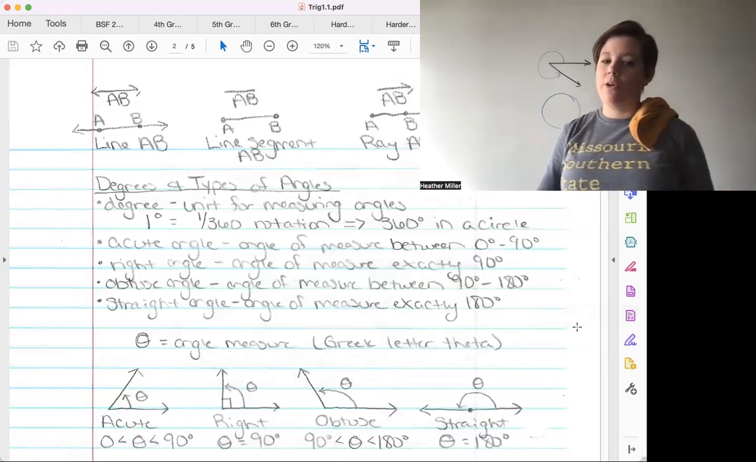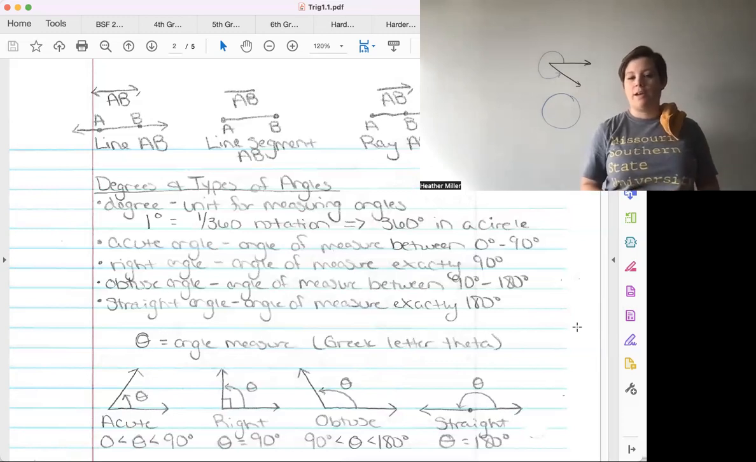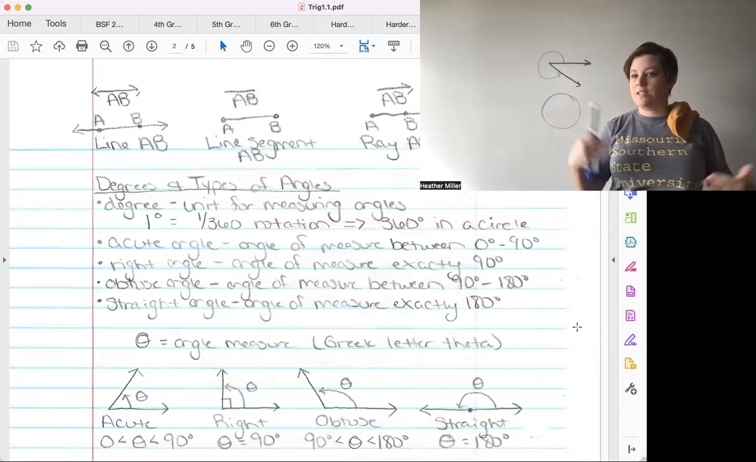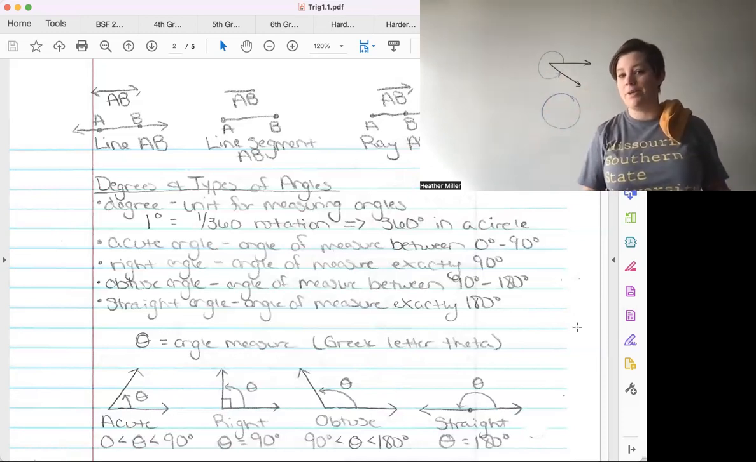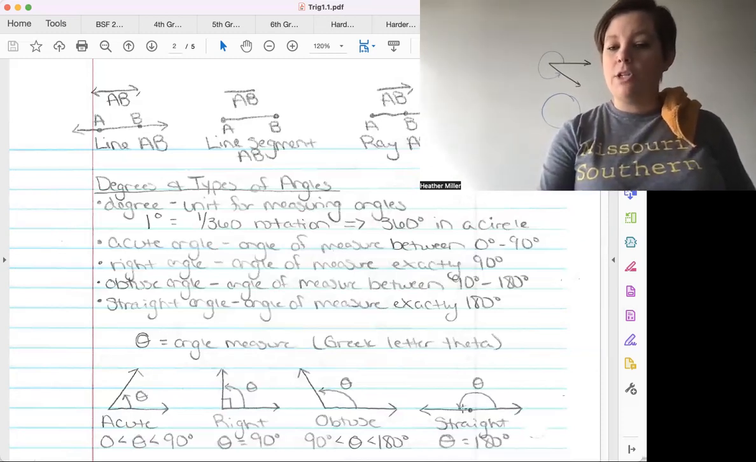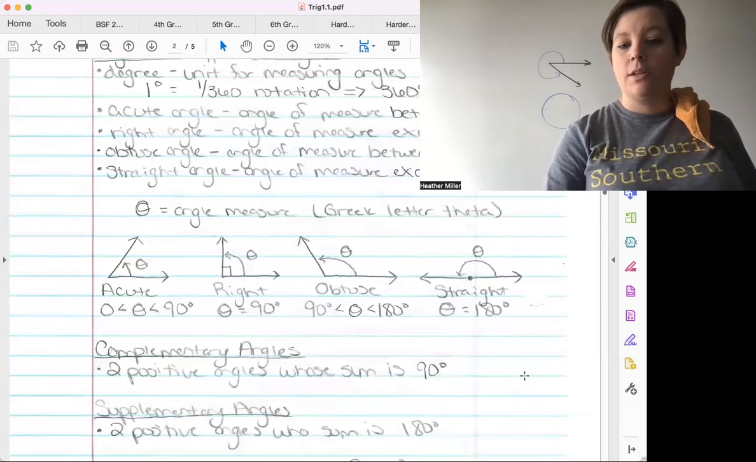The last kind of angle you can have is called a straight angle, which is one that measures exactly 180 degrees. It can't be more or less, it has to be exactly 180. And when you're exactly 180 degrees, you're a flat line. We don't talk a ton about those, but we do use the straight line concept to introduce other types of angles.